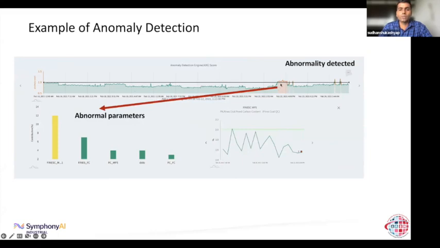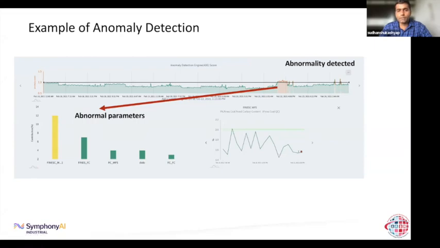And once we inspect this area, we will be able to see what are the abnormal parameters. In this case, it's fines mean particle size. So there's been a reduction in the particle size of the fines. And if you inspect the time chart, you can see very clearly that there is a dip in the mean particle size, and that is causing this anomaly.